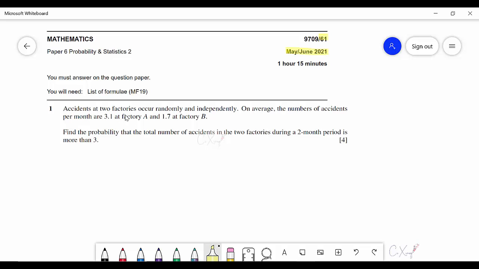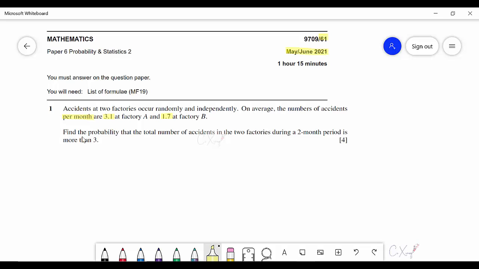Okay, so accidents at two factories occur randomly and independently. On average, the number of accidents per month, okay, so maybe you can highlight the word per month. When they give you the average number, which is 3.1, for a certain interval, so the per month here will be the certain interval, then generally this is for Poisson distribution. Okay, and they give another average, 1.7 per month, for factory B. So when the average number in a certain interval is given, generally you can conclude that they are from Poisson distribution.